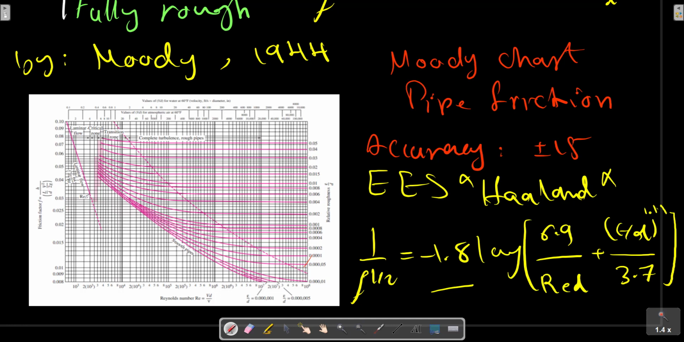There are various roughness values for commercial ducts available in the tables in the reference. The shaded area in the Moody chart indicates the range where transition from laminar to turbulent flow occurs. Let me show the shaded areas here, these rectangular squares. There is no reliable friction factor in this range.